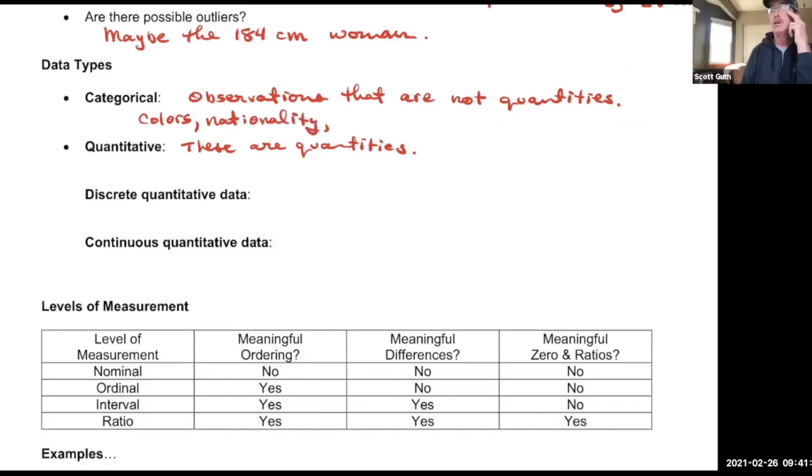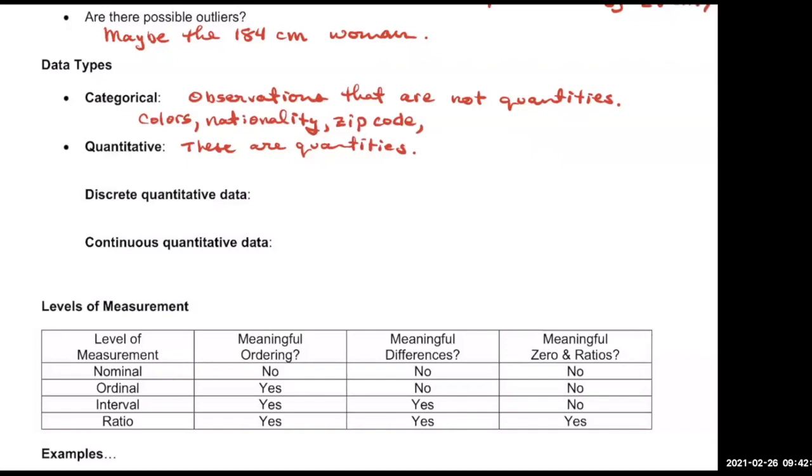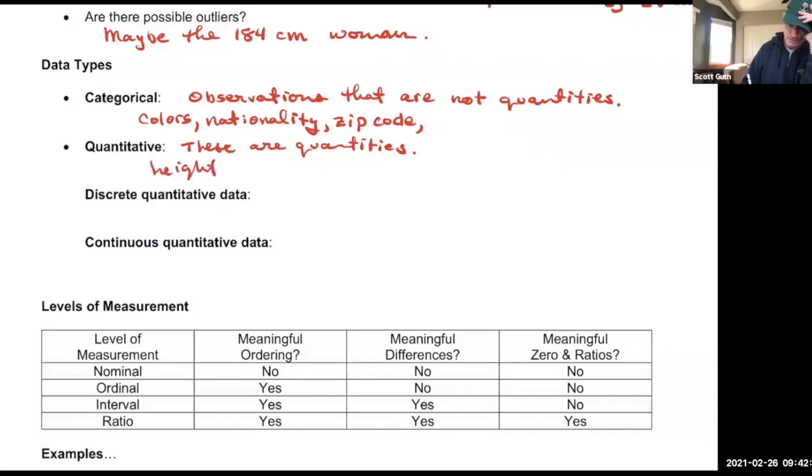Okay. What about zip code that you live in? Categorical. Good. Zip code is a number, but it's not a quantity. Okay, how about height? Quantitative. Yeah, height goes under quantitative. Okay. How about the number of children in your family? Quantitative. If it's a number, it's quantitative. Something like that. You can say temperature or whatever.